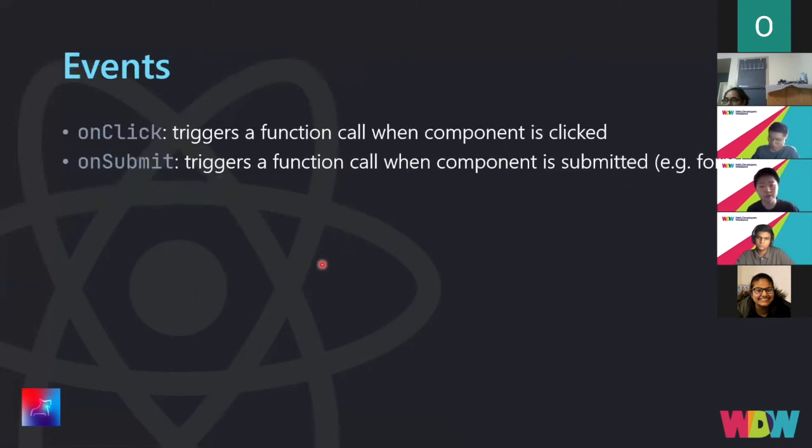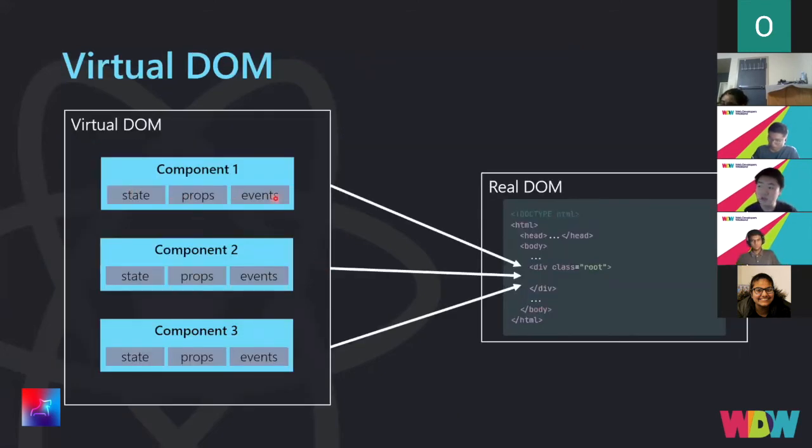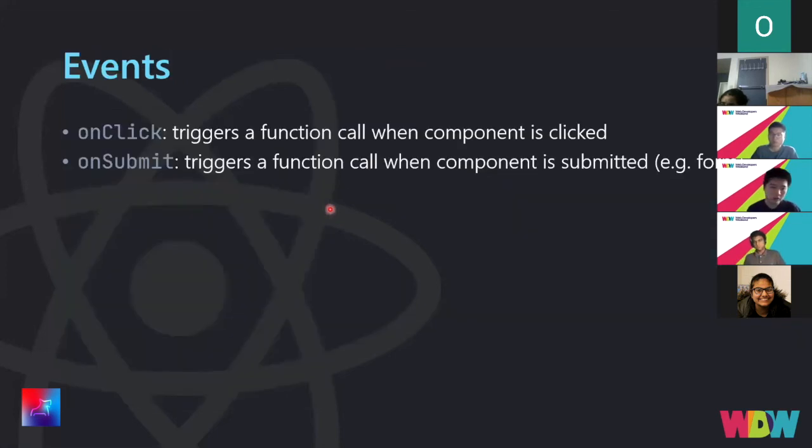And now onto events. So if you remember right here in your virtual DOM, we have state, props, and events. So events are basically whenever you perform a specific action. Two examples of those are click and submit. Whenever you perform a specific action, you can assign a specified behavior to that action. So let's say we have a button, and every time we click the button, we want some function to run. We can use this onClick event. This acts as an event handler, and it triggers the function call whenever you click that component.